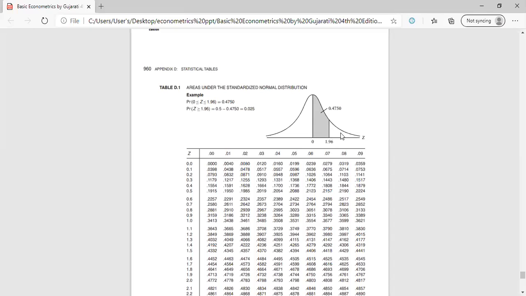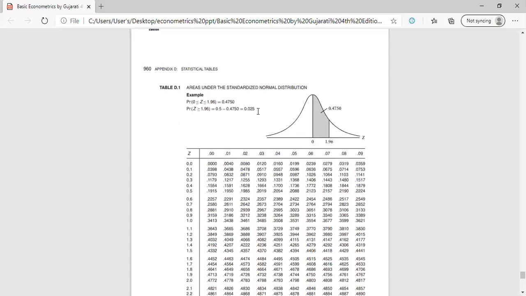However, what is this area? The whole area to the right of the mean 0 is 0.5. So the whole area is 0.5. If it is 0.5 and the shaded area is 0.4750, what is this area then? 0.5 minus 0.4750, which is 0.025.